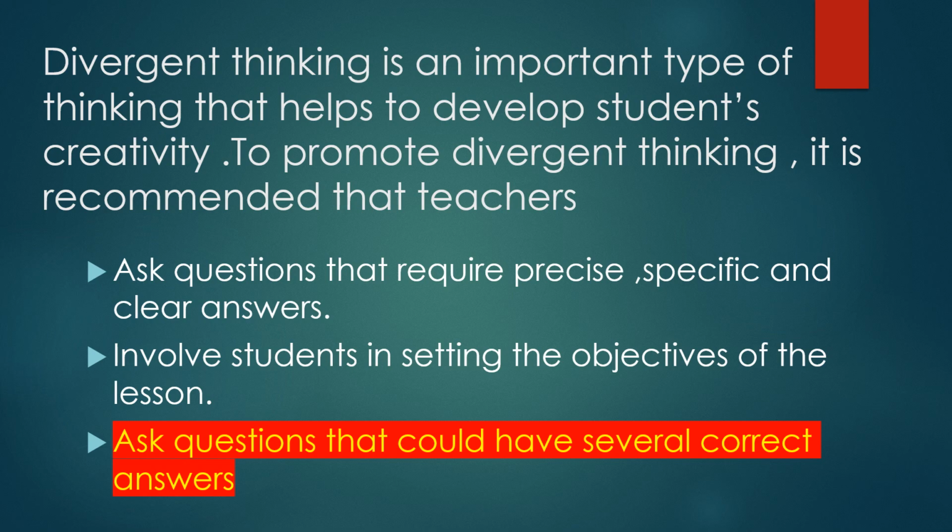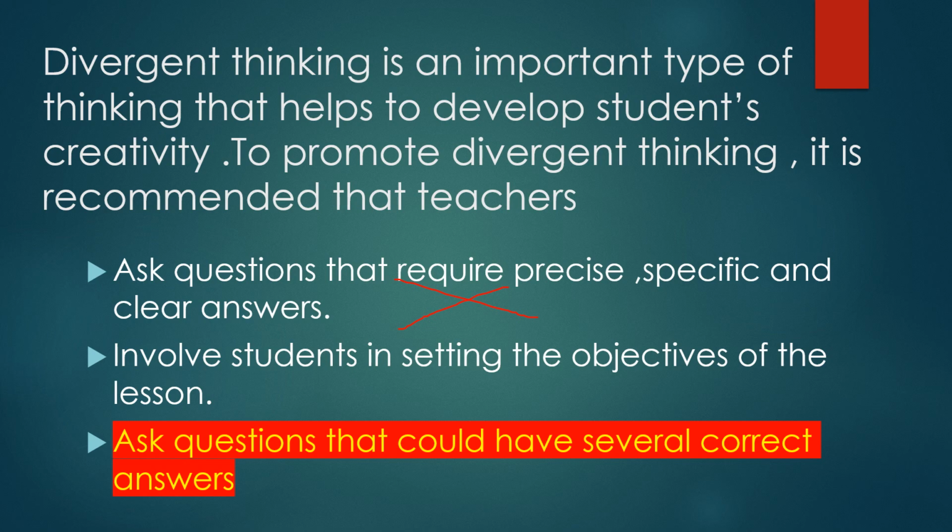So you see, if you know the very definition of divergent thinking, it's a thought process or method which is used to generate creative ideas by exploring many possible solutions. If you know the meaning of the word diverge only, you know that it generates many ideas, right? So if you look at the option that asks questions that require precise, specific and clear answers, there is no divergent thinking involved in this method at all.